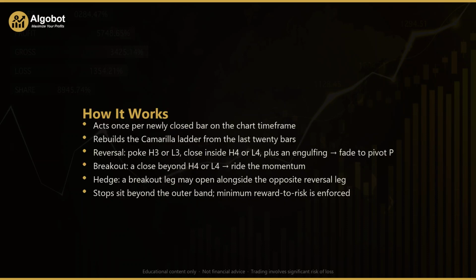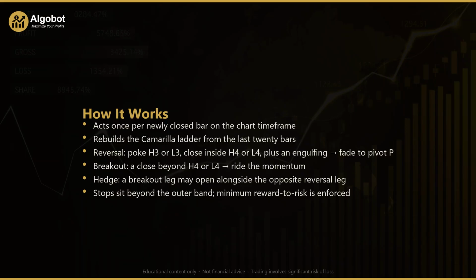The expert advisor acts once per newly closed bar on its chart time frame, so it never reacts to an unfinished candle. On each new bar, it first rebuilds the Camarilla ladder. It scans the previous 20 completed bars for the highest high and the lowest low, takes the difference as the range it calls R, and from that derives the unit spacing, multiplying R by 1.1 and dividing by 4. The upper lines H3 and H4 sit 1 and 2 units above the latest close. The lower lines L3 and L4 sit 1 and 2 units below it. And the central pivot P is the average of the high, the low, and the close.